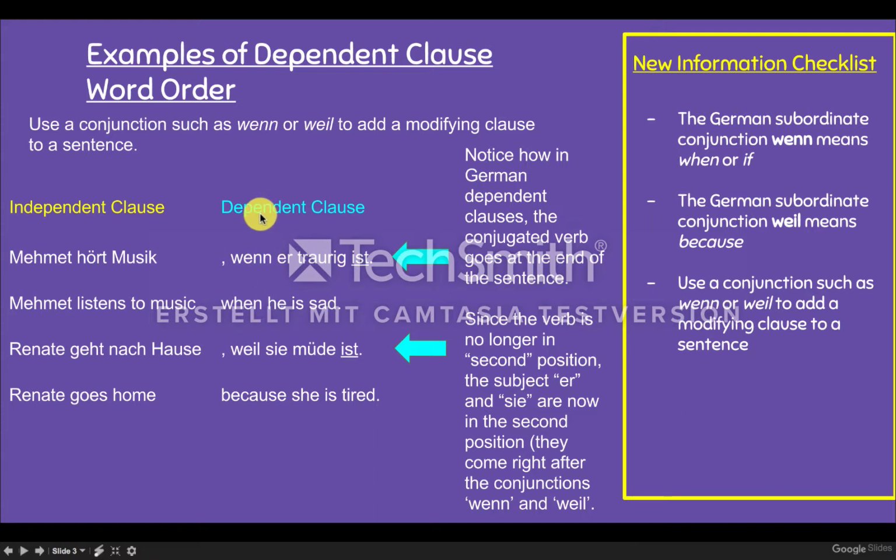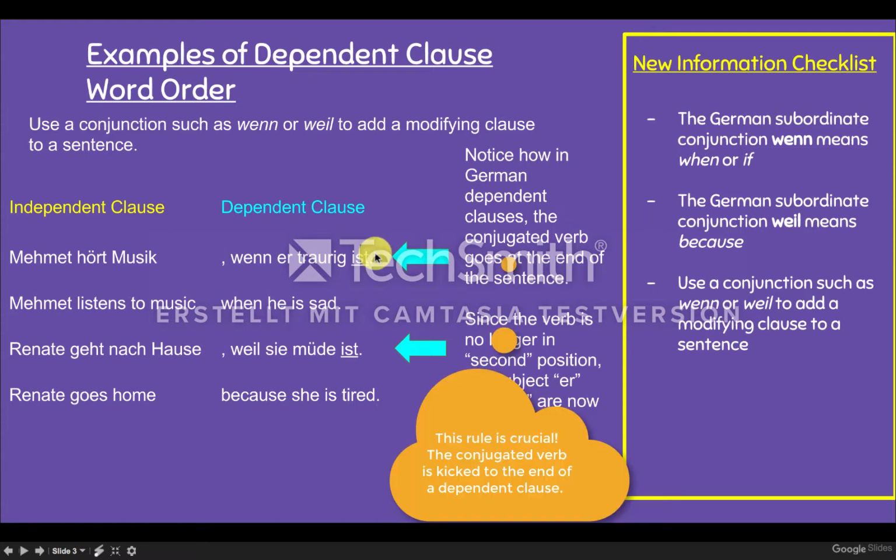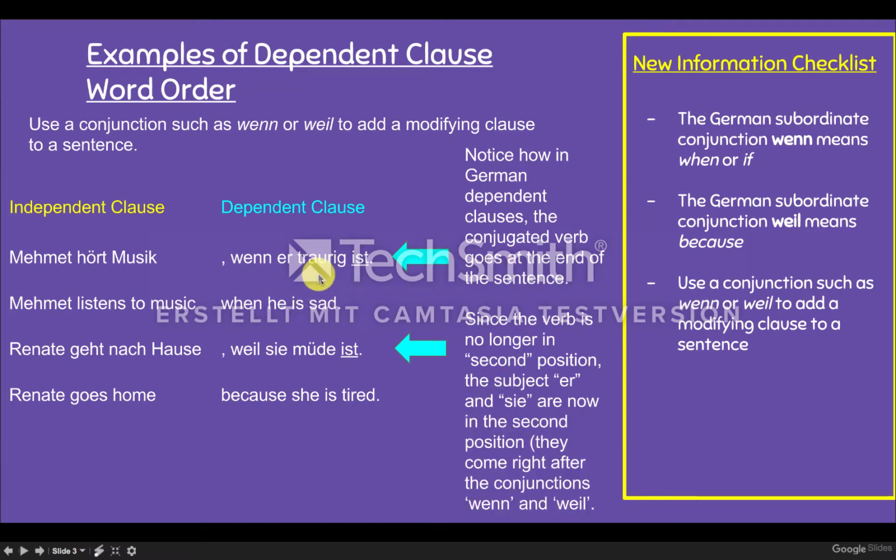Whenever you use wenn, which is a subordinating conjunction, you're creating a dependent clause. And the word order here is that you put in the conjunction, so here it's wenn. Right after the conjunction has to come the subject. Then everything else in the sentence, which in this case is sad, traurig. And then at the very end of the sentence comes that conjugated verb, ist. So when he is, that is coming at the end of the sentence. Everything else, which was sad, is coming here. The subject is as close to the conjunction as we can get it.